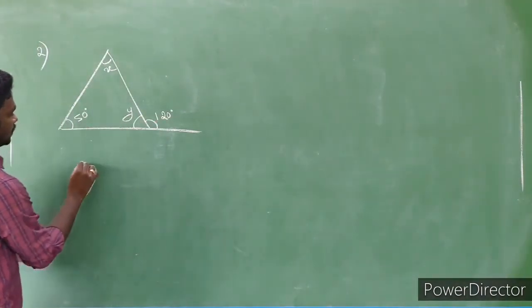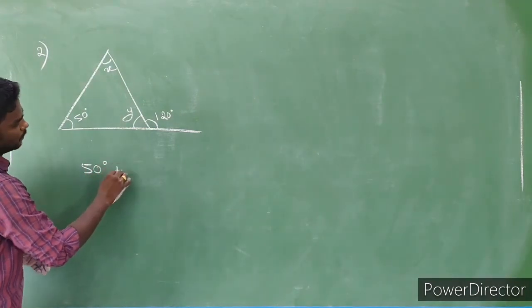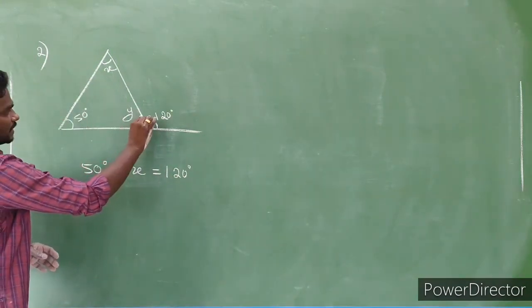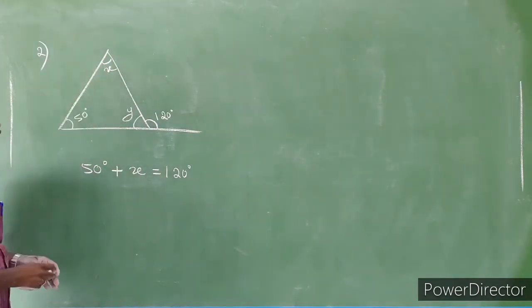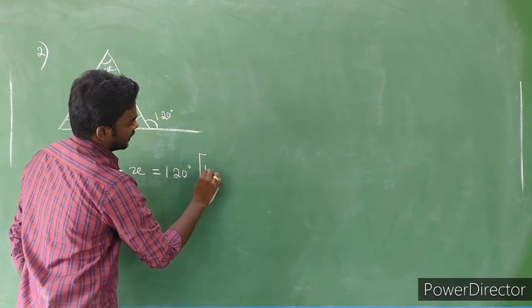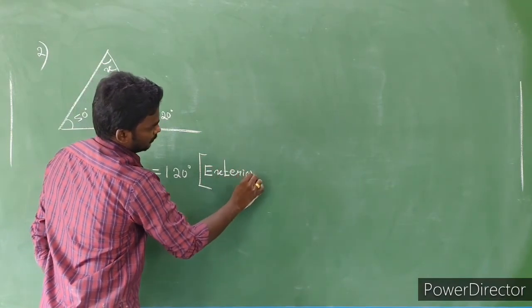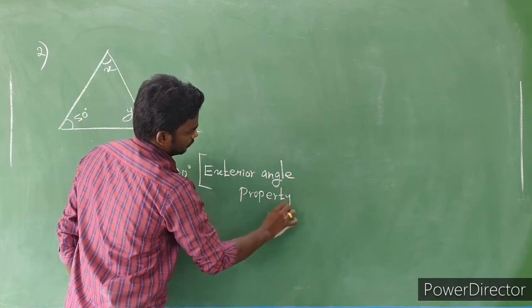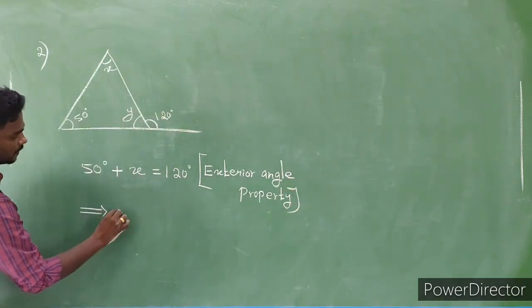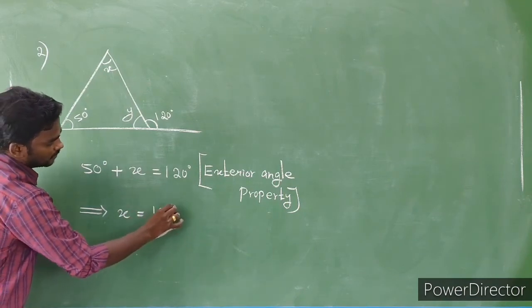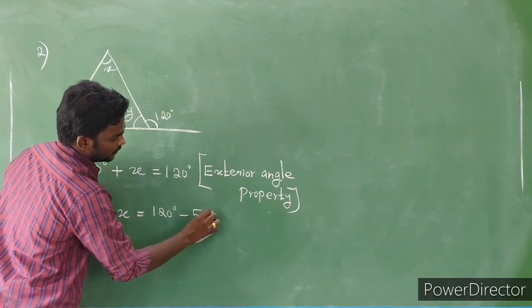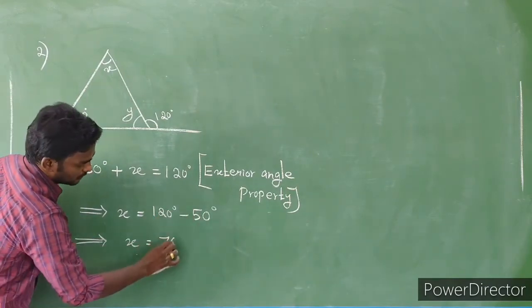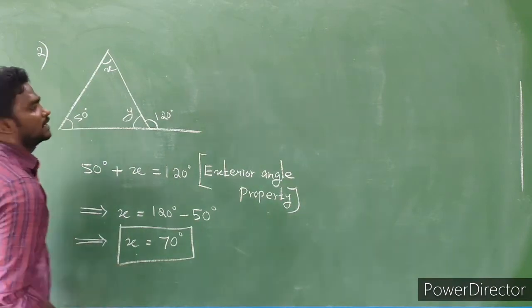First we can find angle 50 degrees plus x is equal to 120 degrees. What property is being used here? 120 degrees is an exterior angle, which is equal to the sum of the opposite interior angles. This is called the exterior angle property. It implies keep x on the left side and the right side value is 120. This 50 is transposed to minus 50 degrees, so the value of x is 120 minus 50, which is 70 degrees. So x is equal to 70 degrees.